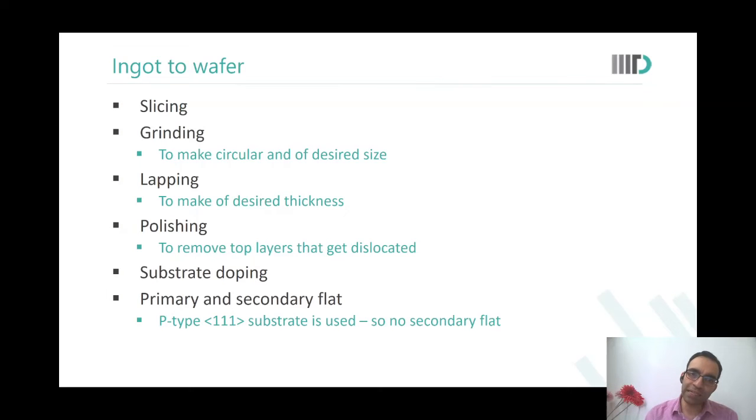These wafers then you grind so that they are all circular, because we just saw that they may not be all circular at all times. So the grinding is done so that you get circular wafers of exactly 12-inch diameter or 8-inch diameter or 6-inch diameter, whichever your machining is ready for.